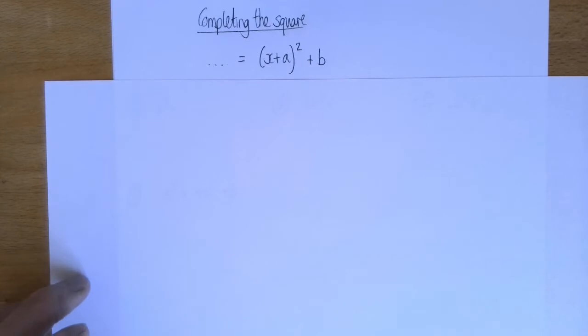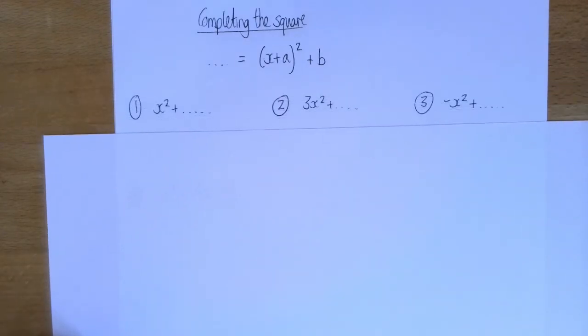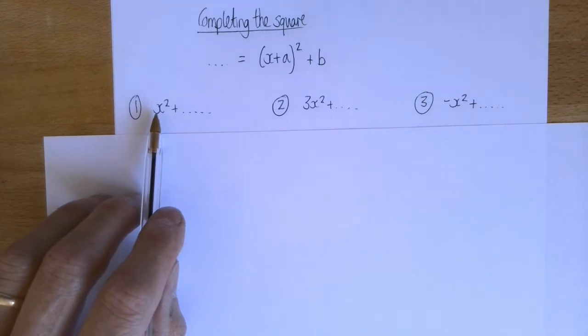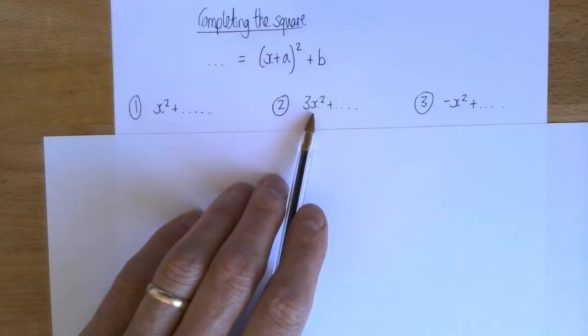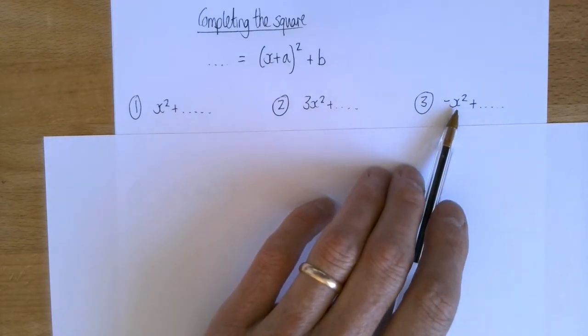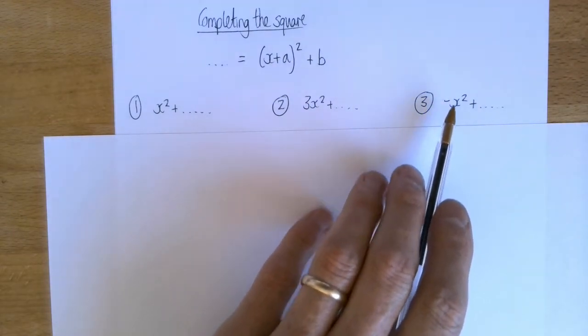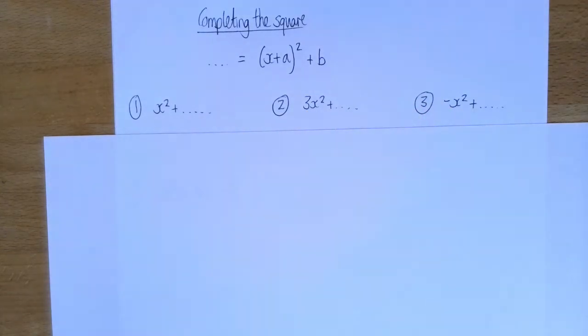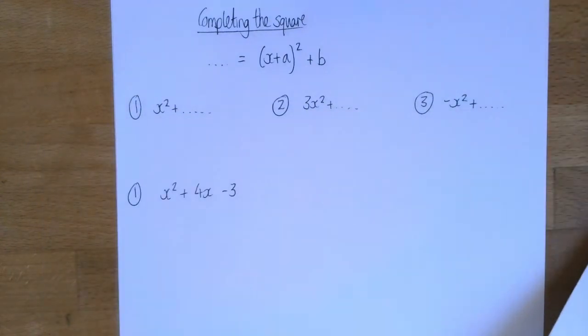So there are three sorts of problem we need to be able to do. We need to be able to go through this process for quadratics that have got a single x squared, for quadratics that have got more than one x squared, and for quadratics that have a negative x squared. And of course, you also get negative with more than one x squared. So those are the types we're going to work through. So let's look at an example of the first one first.